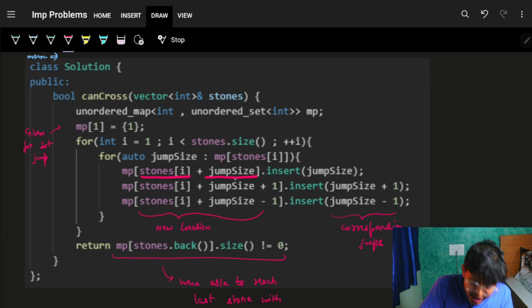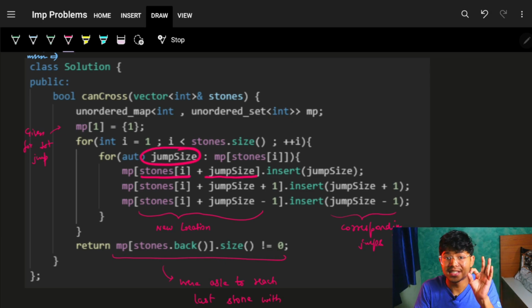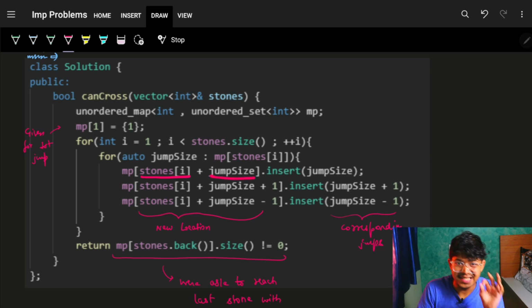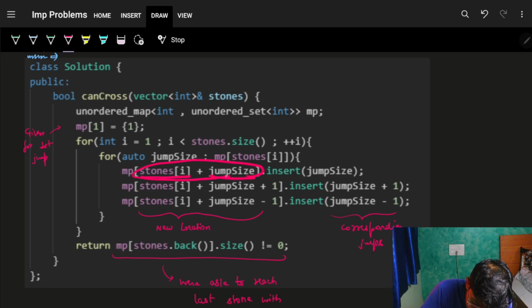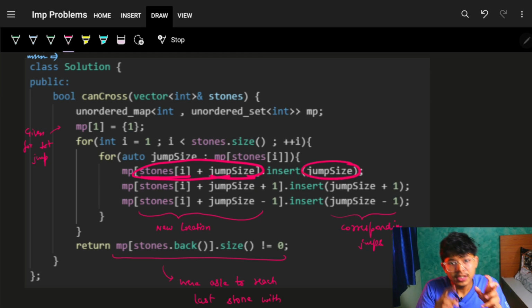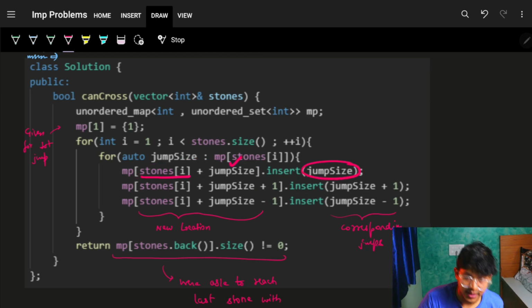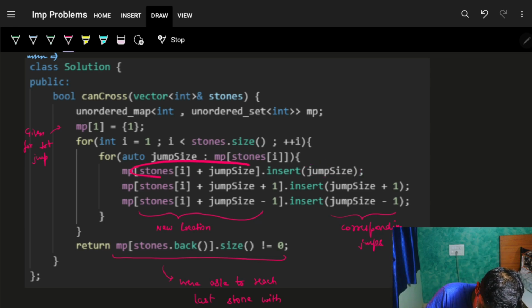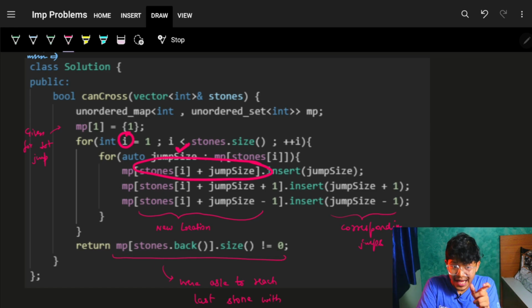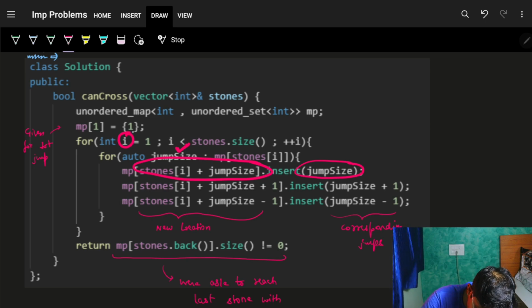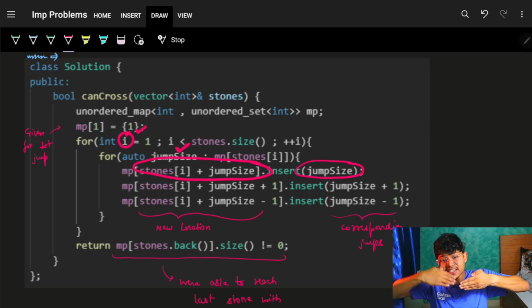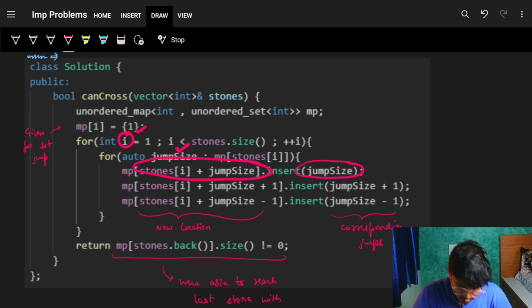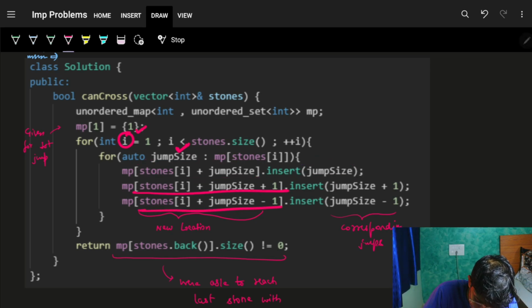I am iterating on all the jump sizes, right? If the current jump size is this, that will give the new location. For this new location, I need to push in the last jump size, which is the current jump size. So for the next location, which is stones of I plus jump size, the last jump size will be this particular jump size given by the ith index itself. So the ith index is giving the jump size to its next values. And the same I will do with +1 and -1 also, because we have 3 conditions.